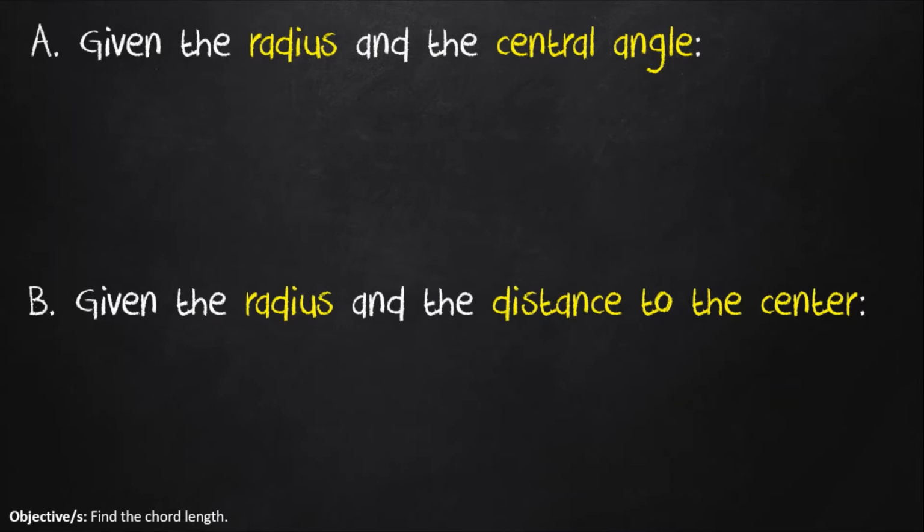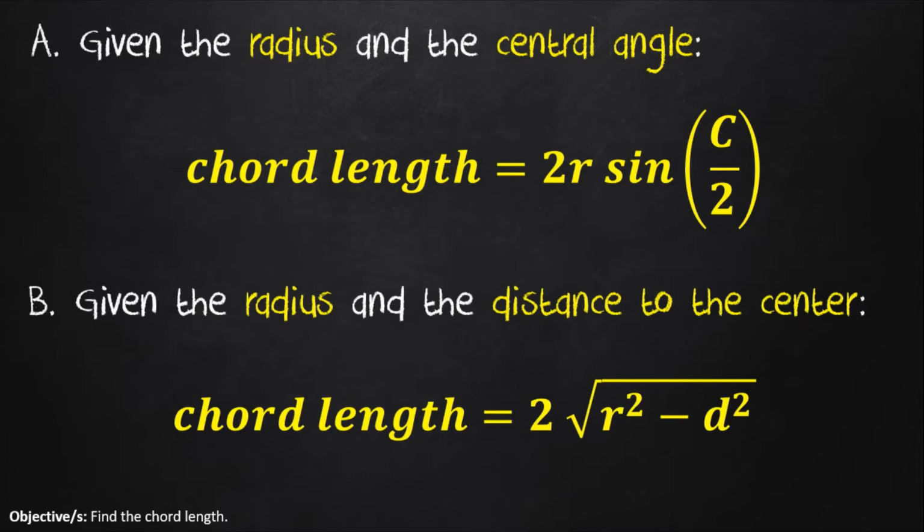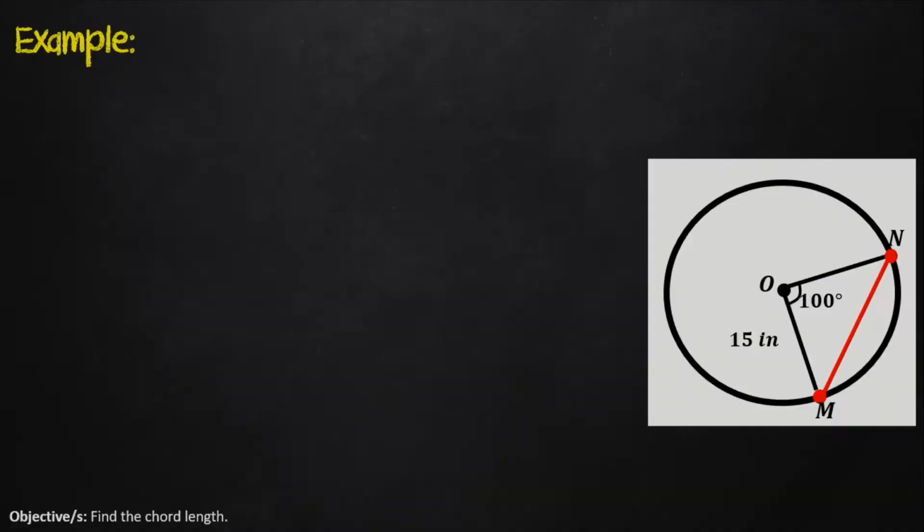Kung given ang radius and central angle, ang gagamitin nating formula to find the chord length is 2r sine C over 2. Kung given naman ang radius and the perpendicular distance of the chord to the center, ang gagamitin nating formula is 2 square root of r squared minus d squared. Let's have the following examples.